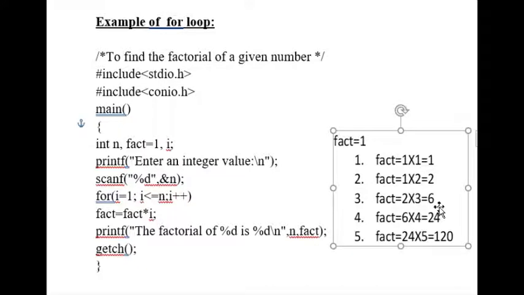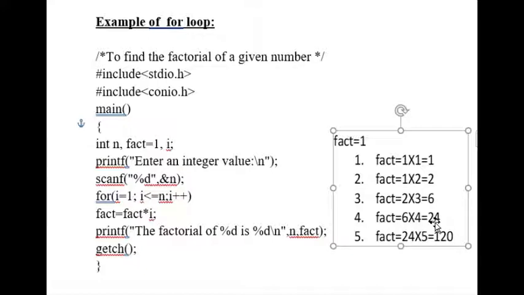Again it will go up to the fourth iteration, because the iteration will go up to 5. The maximum value of n is 5. Now the previous value of fact is 6, multiplied by the new value of I, which is now 4, because it is increasing from 1, 2, 3, 4, etc. So 6 4s are 24.